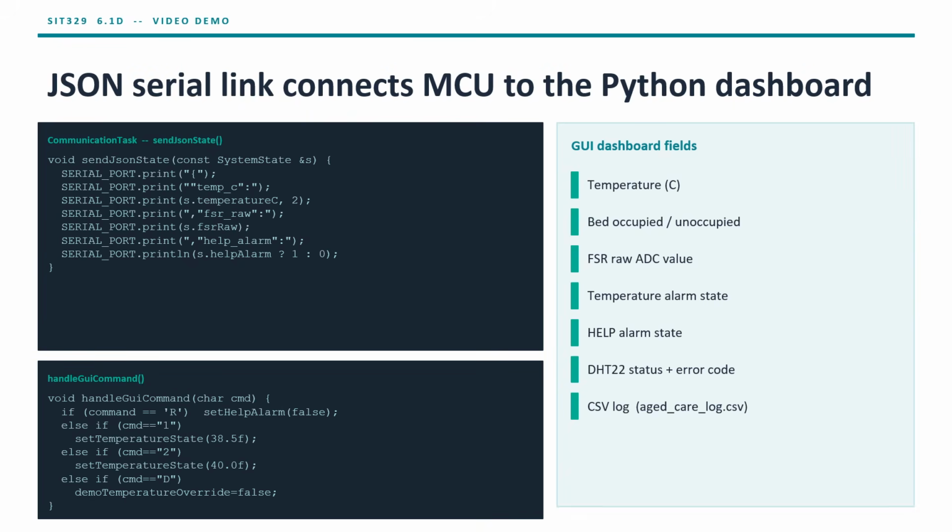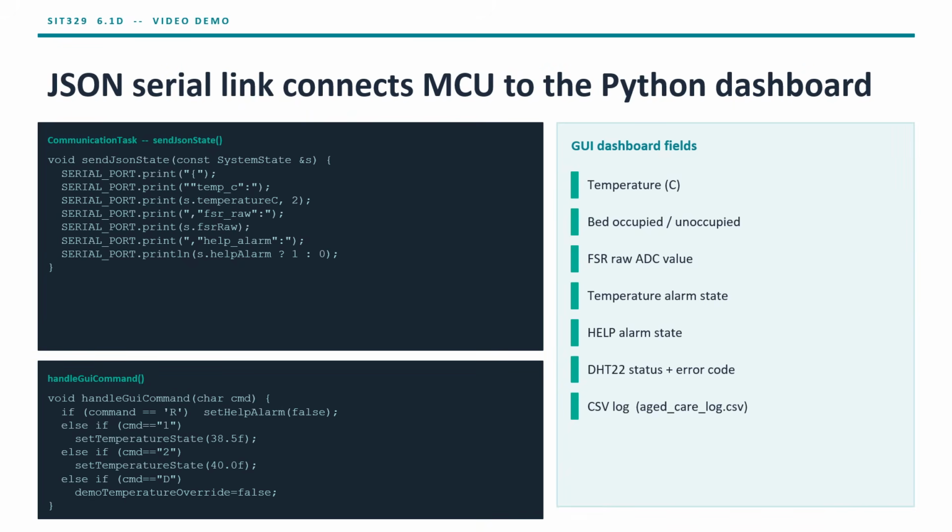This slide shows the serial communication protocol between the MCU and the Python GUI. Communication task sends one complete JSON object per second over the USB serial link. Before serializing, it takes a snapshot copy of the system state structure protected by the mutex, then releases the mutex before any serial output begins.